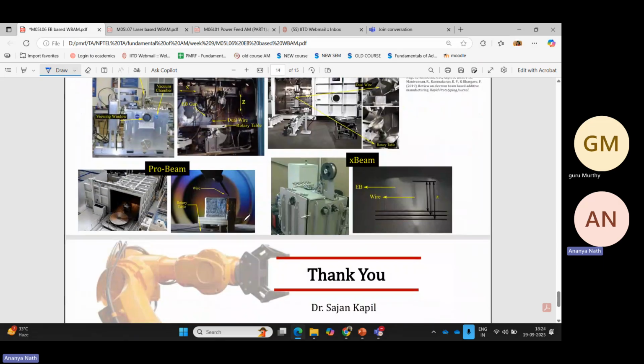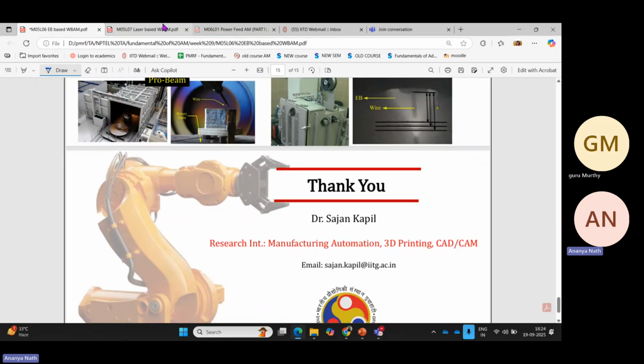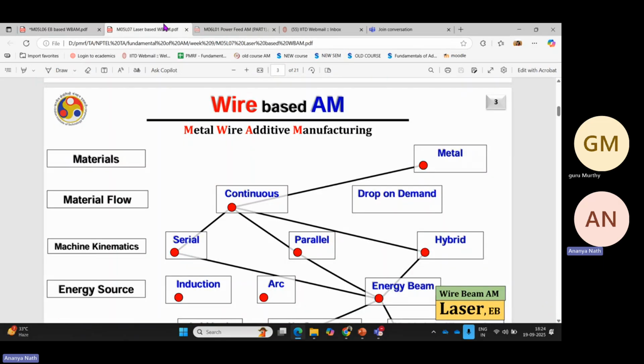These are some EB-based systems given here. Although in India, I think only one or two EB-based systems are present, because it's very difficult to maintain any electron beam-based additive manufacturing process, whether it's powder bed fusion using electron beam, or wire electron beam, or powder fed electron beam, because of the vacuum.